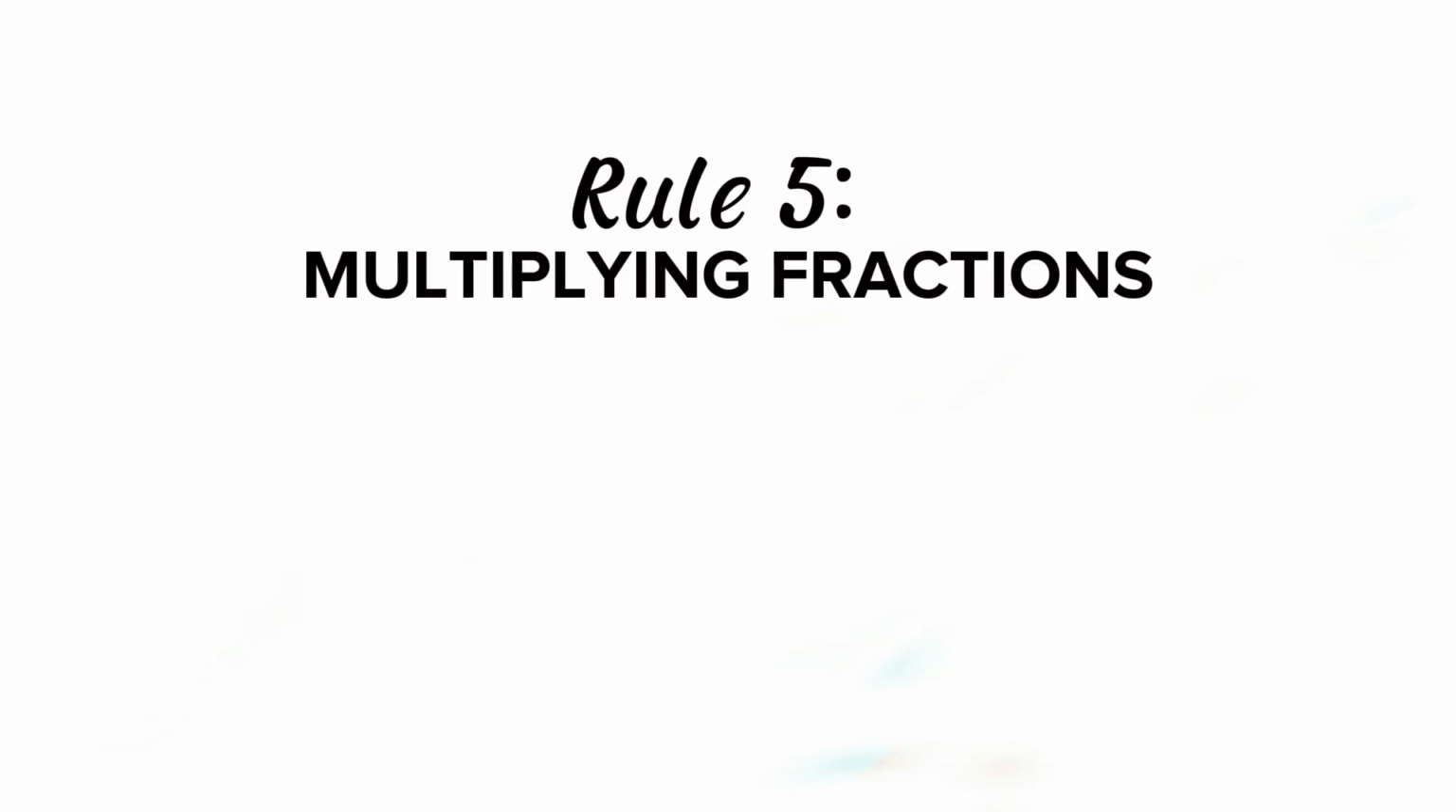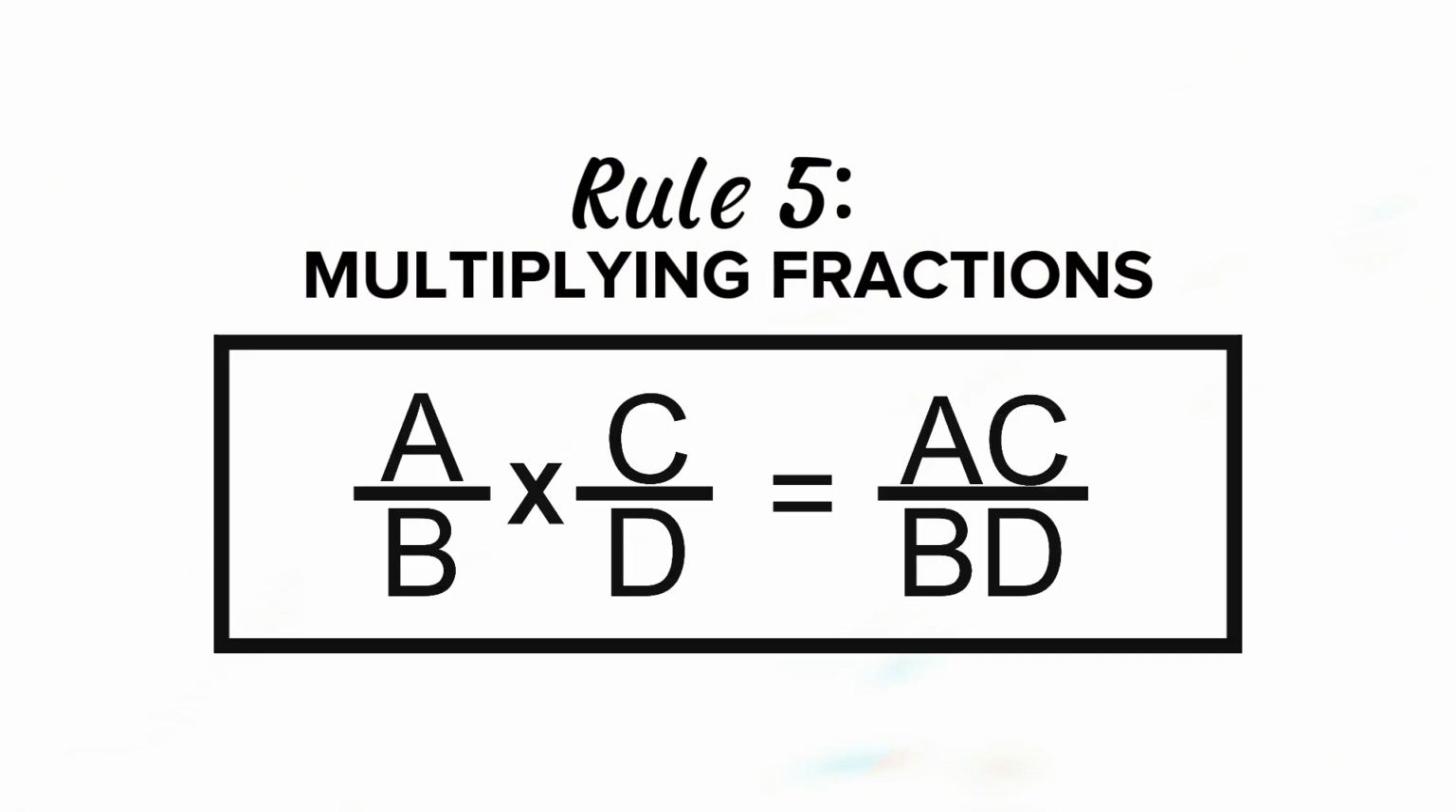Rule number 5, multiplying fractions. To multiply two fractions, multiply the numerators together and the denominators together. For example, A over B times C over D equals AC over BD.